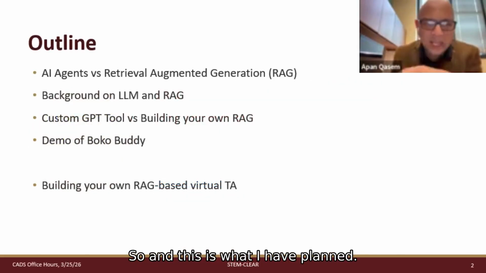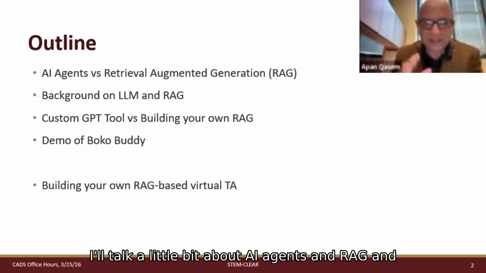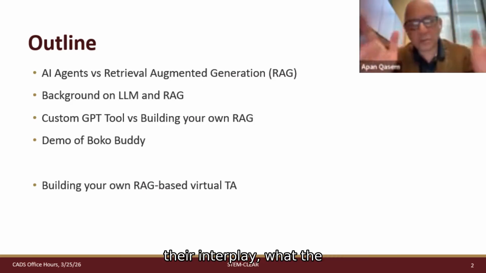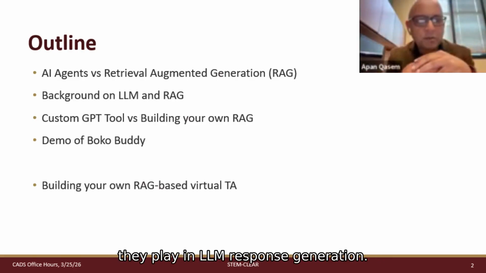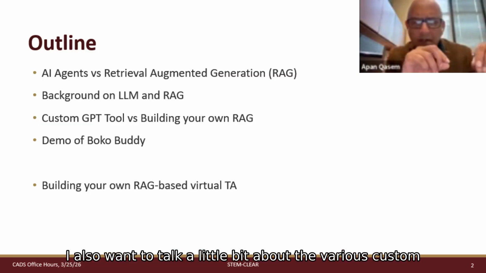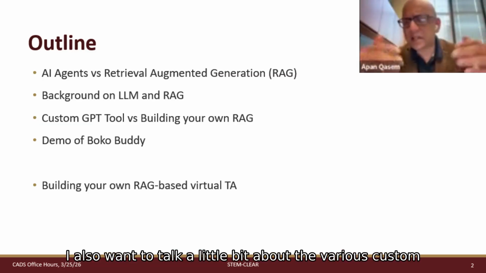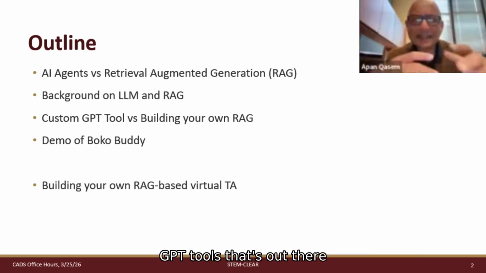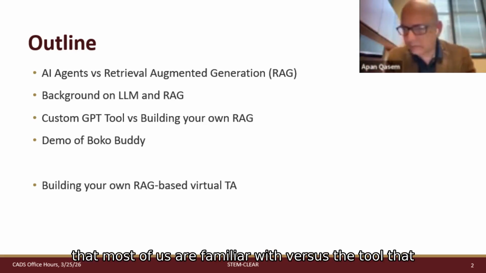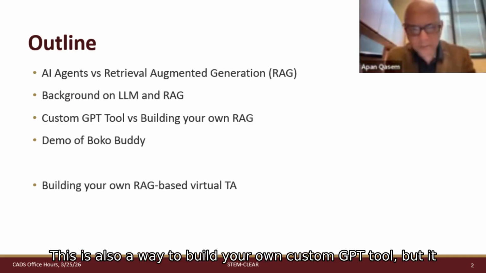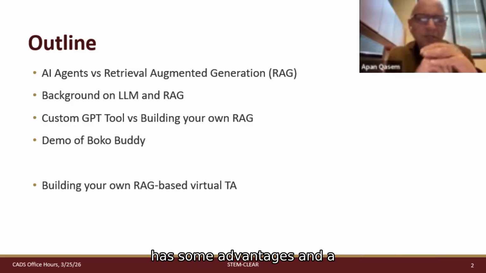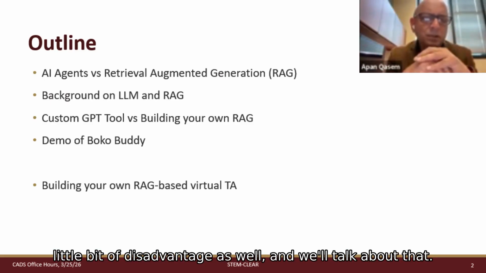This is what I have planned. I'll talk a little bit about AI agents and RAG and their interplay, the distinctions, similarities, and the role that they play in LLM response generation. I also want to talk about the various custom GPT tools out there that most of us are familiar with versus the tool that we are presenting. This is also a way to build your own custom GPT tool, but it has some advantages and a little bit of disadvantage as well, and we'll talk about that.